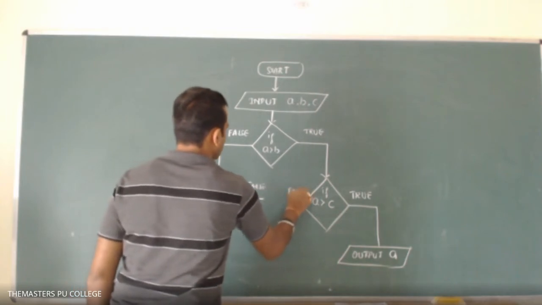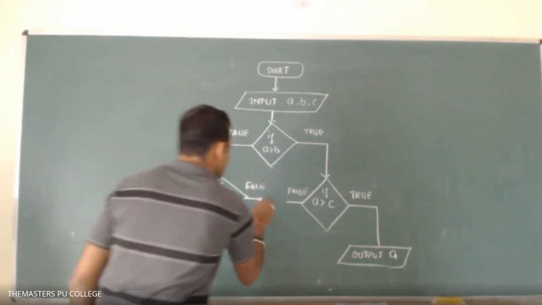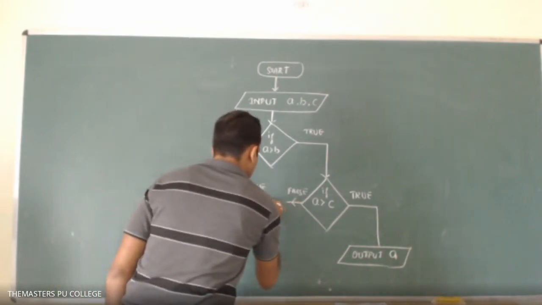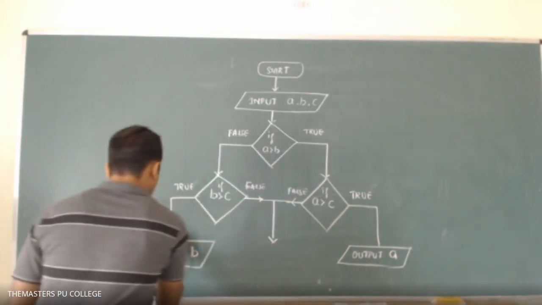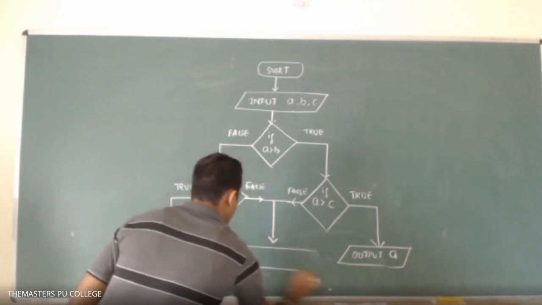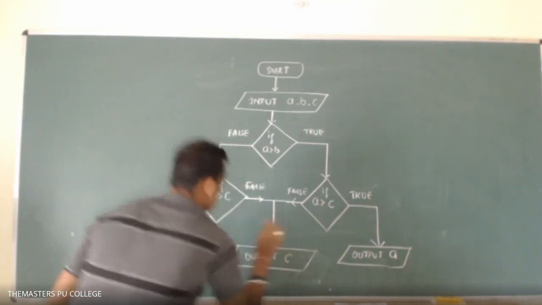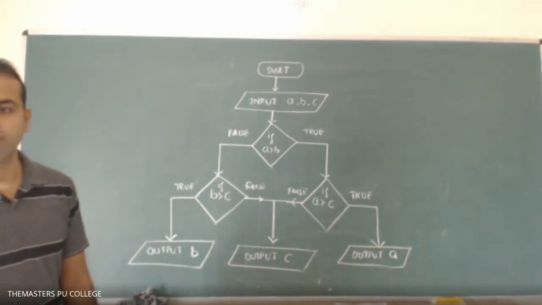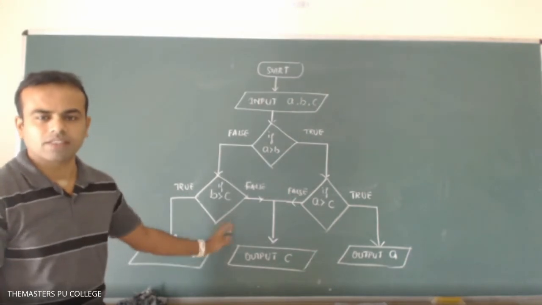so if both the cases fail, here will be the flow direction, so put the arrow mark here, and then in all the other cases, the biggest number, that is the output, will be C. Okay, is that clear? Yes, sir. Very good.